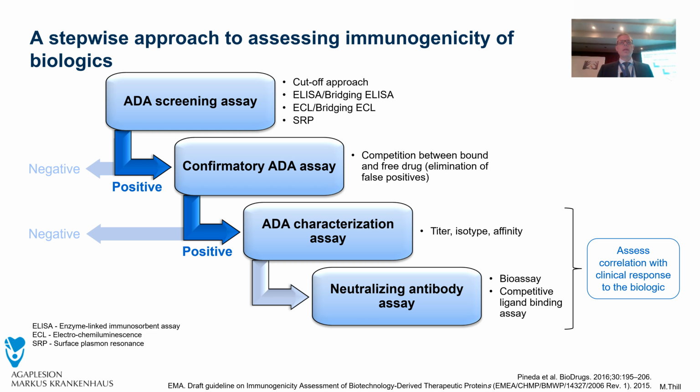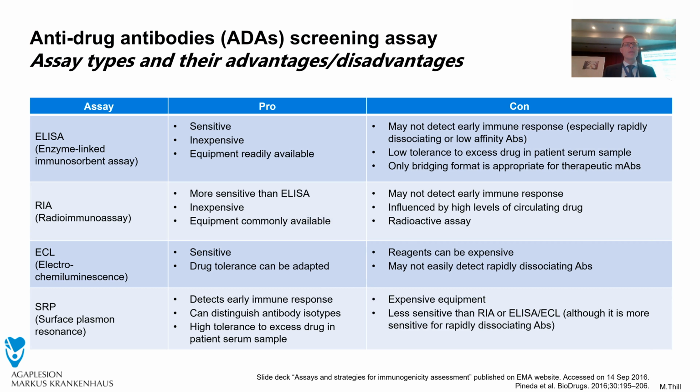Of course, there are different assays that can be done, and every assay has to be confirmed. That means I have an ADA screening assay, with different assays existing, then I have to confirm this, and then I have to make an ADA characterization assay if I have a positive result, to detect neutralizing antibodies in the following neutralizing antibody assay.